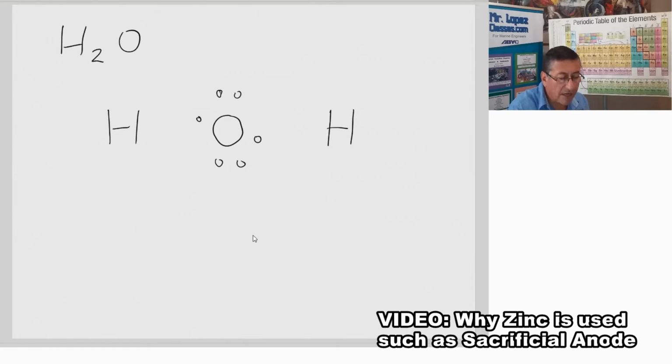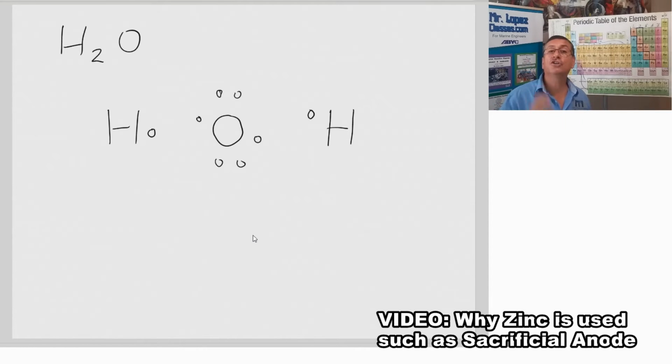Okay, good, very good. How many electrons does hydrogen have in the last orbit? Hydrogen in the last orbit only has 1 electron. Which element between oxygen and hydrogen has more electronegativity, or a higher level of energy, according to the periodic table? Oxygen is located here, and hydrogen here. Of course, oxygen has more energy, more electronegativity.